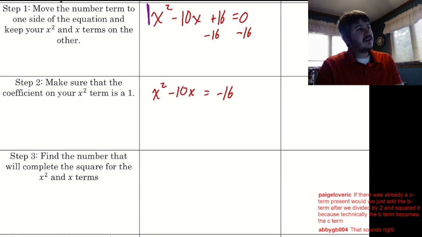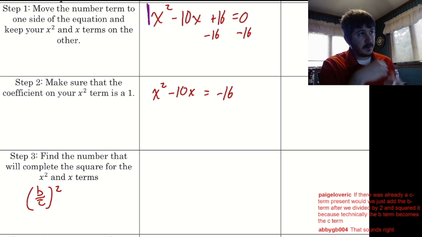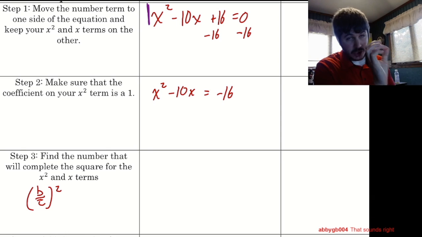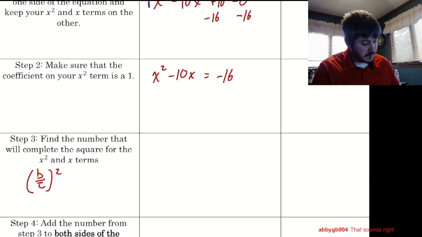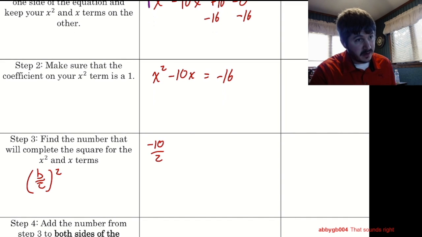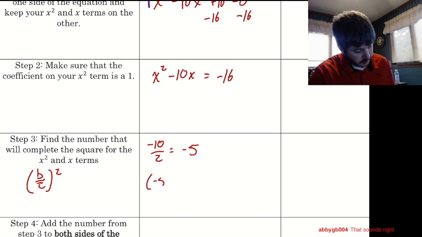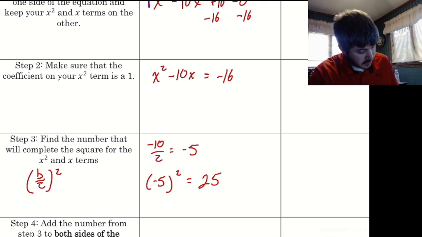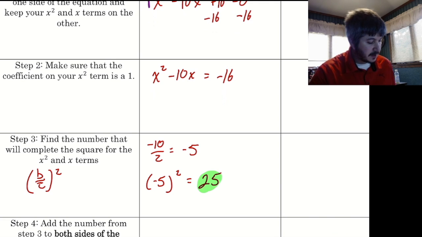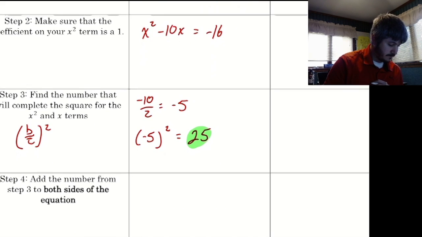Then step 3 says find the number that will complete the square for the x squared and x terms, which is basically the b term divided by 2, b over 2, and then square it. So we're going to take the b term, which in this case is the number in front of just the regular x term, which is negative 10. So we're going to take negative 10, divide by 2, and you get negative 5, and then you square negative 5, and you get 25. That's the number you're going to want to add to the equation.